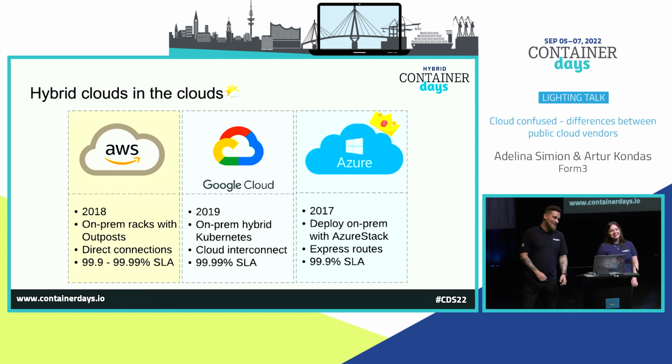One thing to note is that when it comes to hybrid, they have very different approaches. Google Cloud does on-prem Kubernetes. AWS has Outposts, which give you racks that they can actually deploy regardless of where you are. And on-prem with Azure is done with Azure Stack, so you're able to deploy exactly like in your on-prem cloud offering.